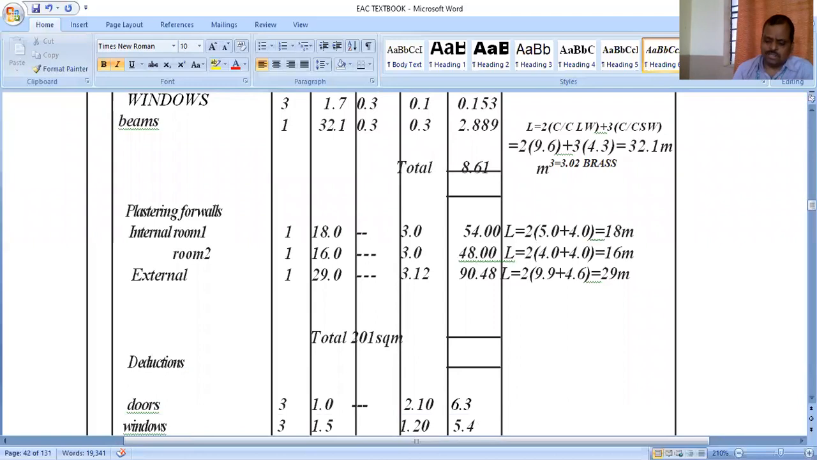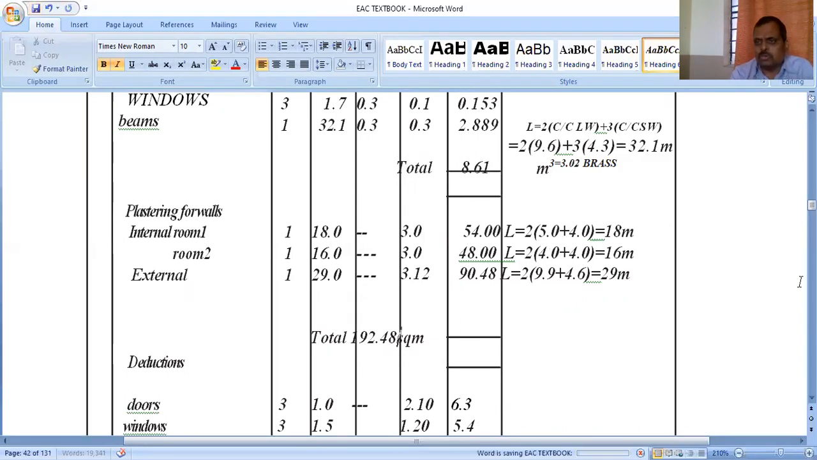These are all in square meter because plastering is calculated in square meter. So let us find the total plastering. It is 54 plus 48 plus 90.48, which is 192.48. The total plastering without deduction is 192.48 square meter.